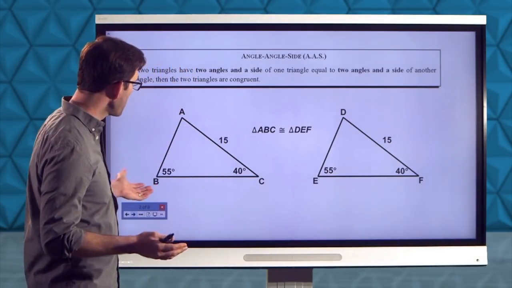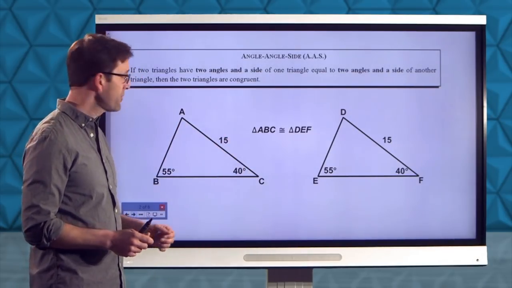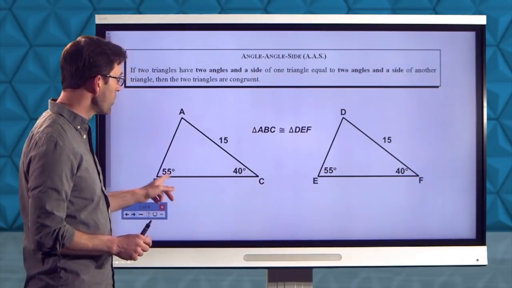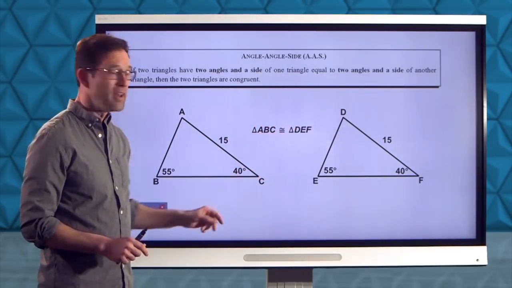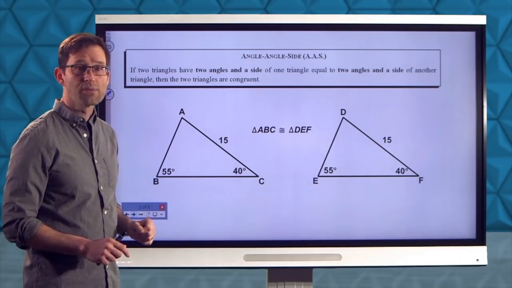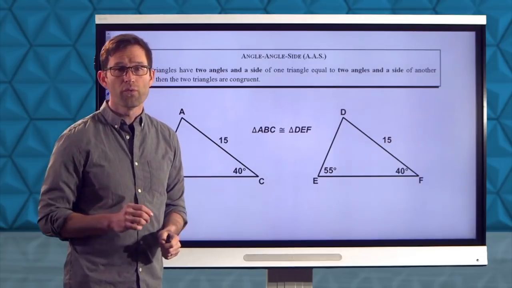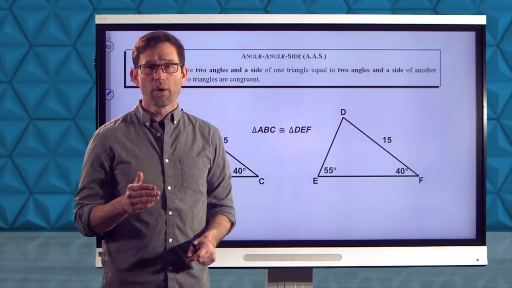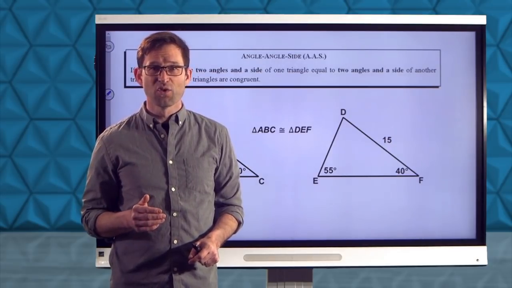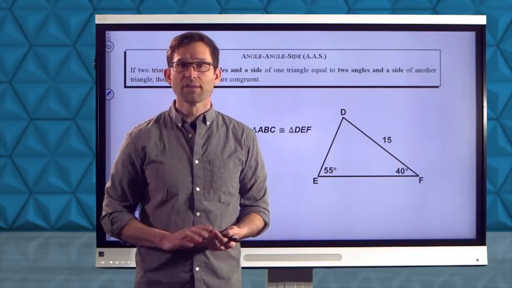So for instance, take a look at this situation where we've got these two triangles, ABC and DEF. They've got two pairs of angles equal, 55, 55, 40, and 40. And then they've got a side that isn't between the two angles. And I'm claiming that this is now enough to prove that the two triangles are congruent. All right? So the first thing that we want to do in the first exercise we're going to get into is proving angle-angle-side. So let's go ahead and do so.